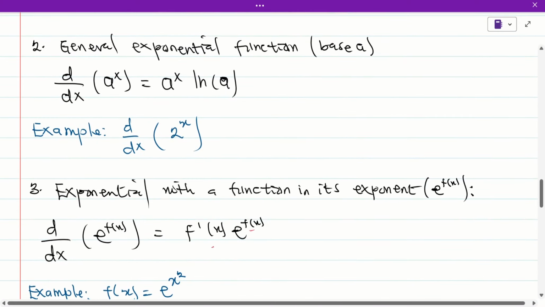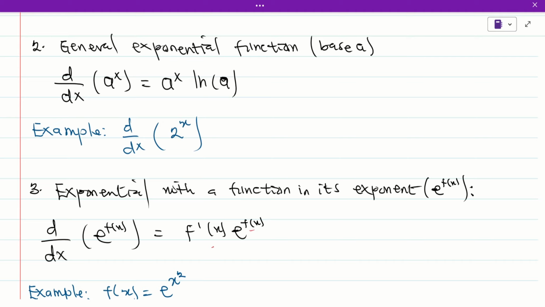So then you're going to get e exponent x minus 1. Now you have the general exponential function. Now you have the one with the base e. So we have been given the function a exponent x, where a is a constant.